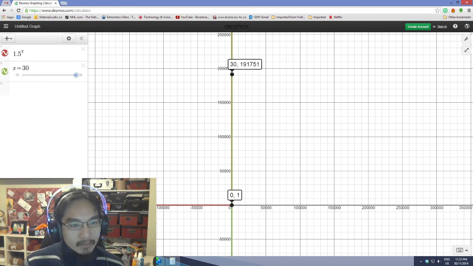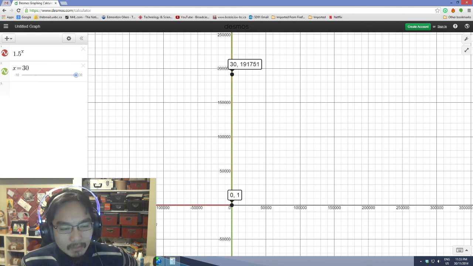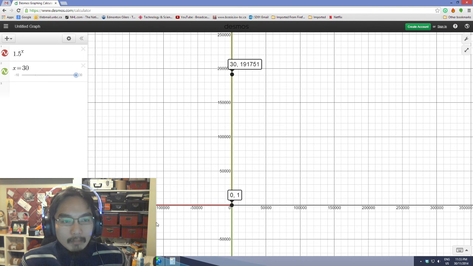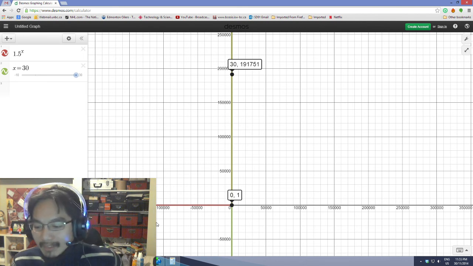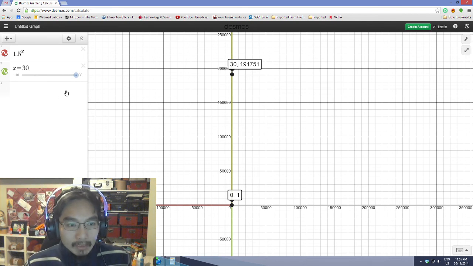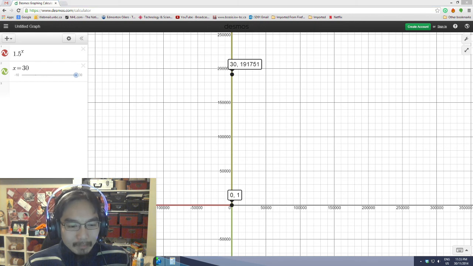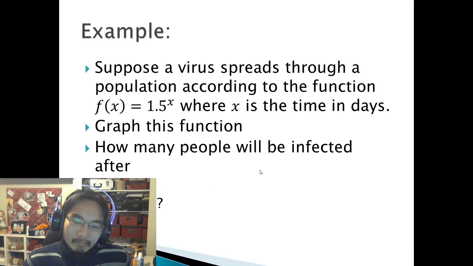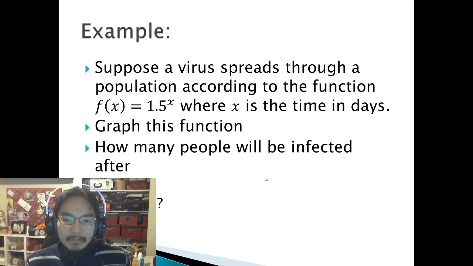Most viruses tend to be a little more virulent than that. Take Ebola, for example. Some people estimate the Ebola exponential growth to be much larger than that. So after a month, I think a good majority of that country will probably be infected unless something was done to stop it. Anyways, so that's one example of how exponential functions are useful.